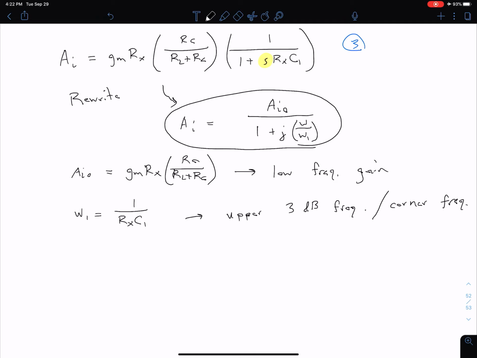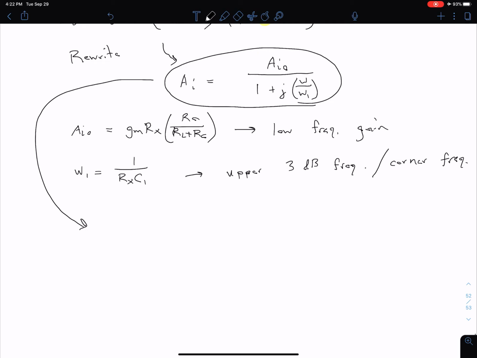So to show explicitly how we could rewrite this then, in terms of our magnitude and phase, we could say that this A sub I is equal to our magnitude, which is going to be our low frequency gain, divided by, in the denominator there, a complex number in rectangular form, so A plus jB. So to get the magnitude, we do square root of A squared plus B squared.